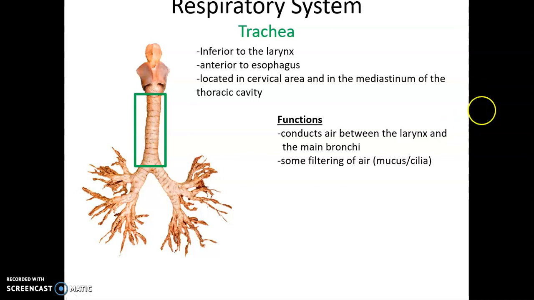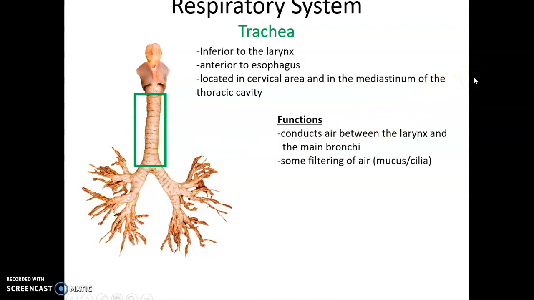So the trachea is inferior to the larynx. It is anterior to the esophagus. It's located in the cervical area, aka in the neck and throat, as well as in the mediastinum of the thoracic cavity. So partially in the neck, partially in the thoracic cavity.